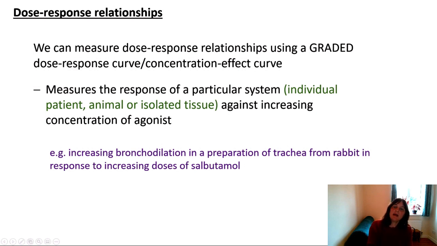So an example might be that you have prepared a trachea, so the windpipe from a rabbit, and you give increasing doses of salbutamol to that preparation, and you measure the increasing bronchodilation in response to the increasing doses of the drug. And you would plot it on a graded dose-response curve or on a graded concentration effect curve.